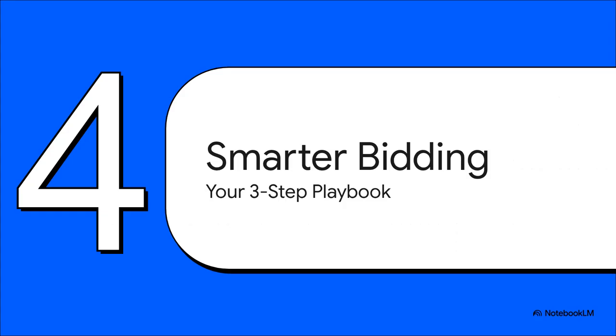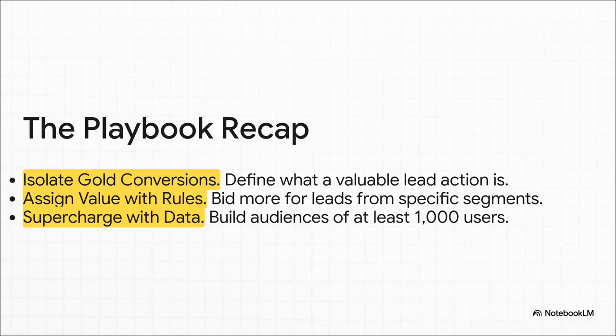Okay, so let's tie this all together, shall we? These 3 steps, defining your goal, creating your rules, and refining your audience, they come together to form a complete playbook for much smarter and way more profitable bidding on Google Ads. So let's recap the playbook one more time.